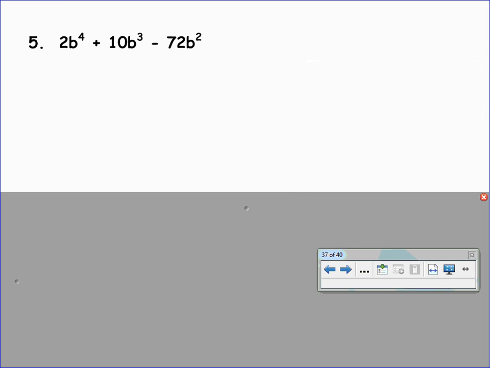Stop. Think. DCF. 2b squared. What does that leave us with? Leaves us with b squared plus 5b minus 36. All right, 36. Oh, it doesn't stop there.